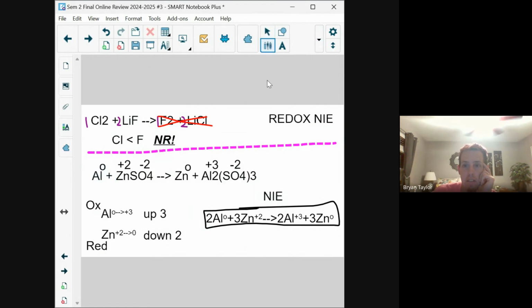I need to cancel the SO4 because it is -2. So that doesn't work. So we don't need to worry about that. So we need to worry about the aluminum and the zinc. Aluminum is a 0 to a +3. I wrote that down. Zinc goes from +2 to 0. I wrote that down. And this is where we have a problem. This is going up 3, and this one's going down 2. Alma, is that equal?